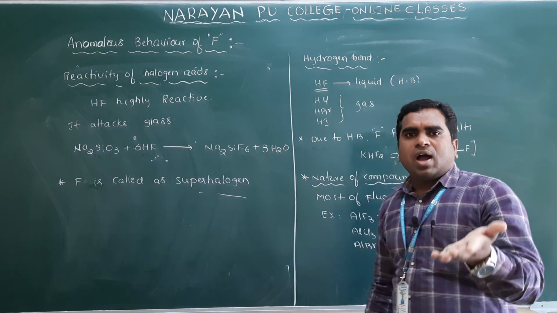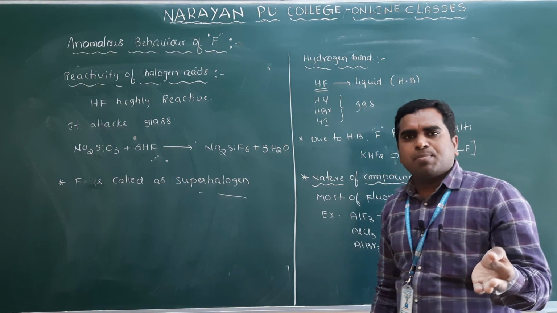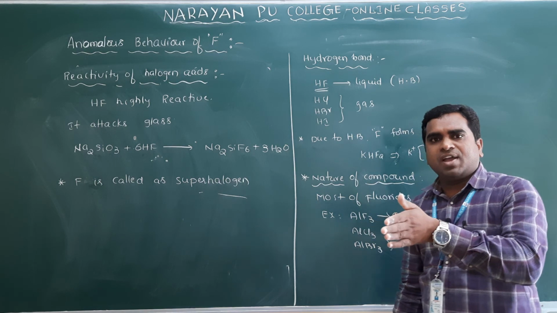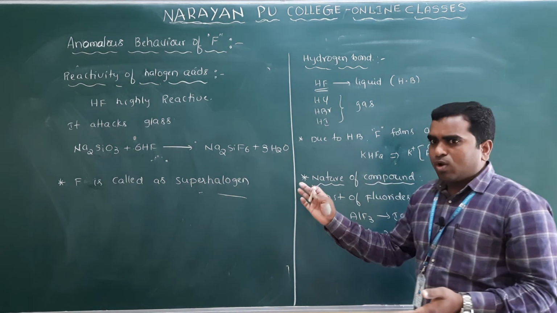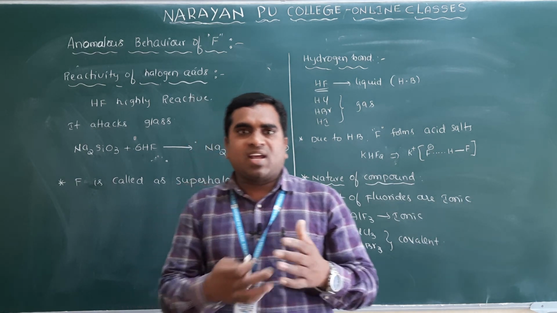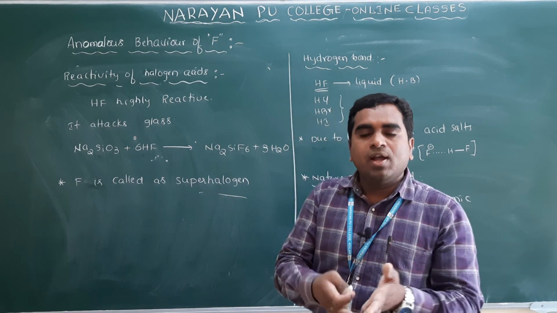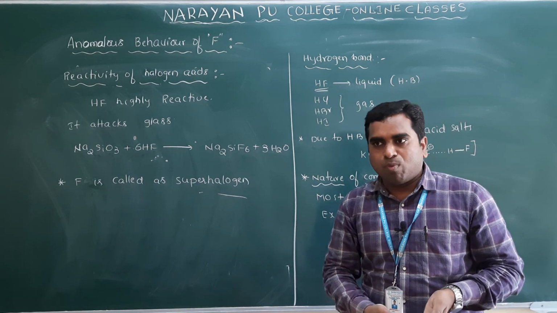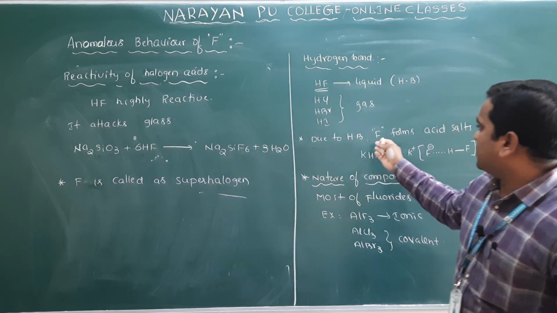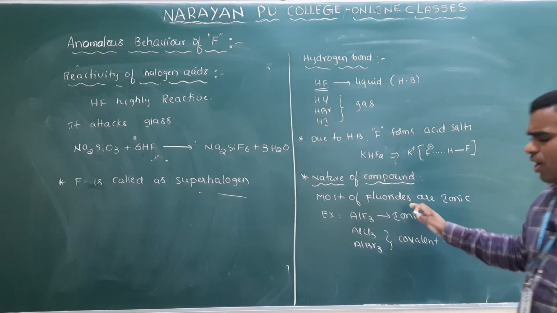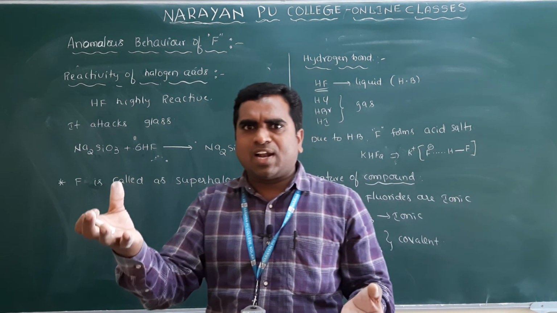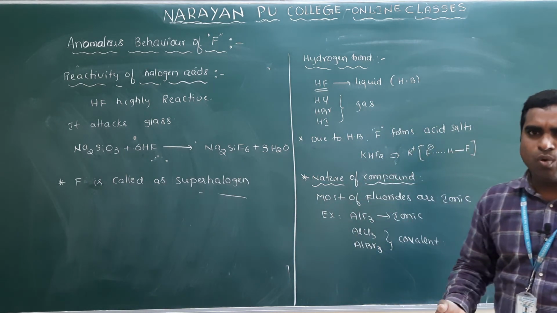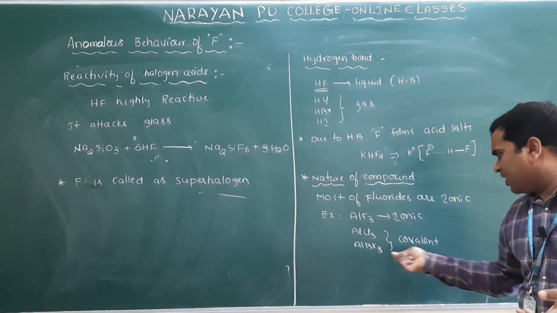Oxidation state: fluorine always shows the -1 oxidation state, but the rest of the halogens will show -1, +1, +3, +5 and +7 oxidation states. And also hydrogen bonding. Fluorine-containing compounds can form hydrogen bonding, and chlorine, bromine, iodine-containing compounds cannot form hydrogen bonding. That is also one point. And the next one is nature of compound. Most of the fluorides are ionic because fluorine is highly electronegative, so metal fluorides are always ionic. AlF3 is ionic and the remaining are covalent.